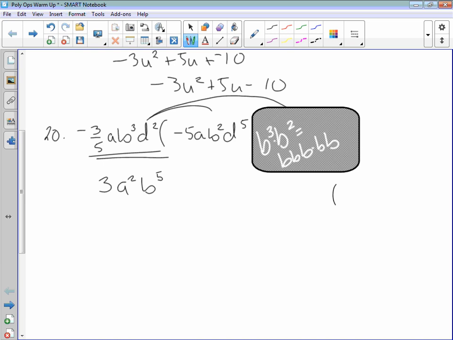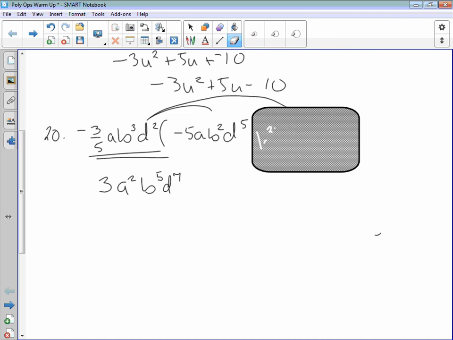Not to be confused with this, if I said b cubed squared, that would end up being b to the 6th. Right? When you have a power raised to another power, then you multiply. Okay, those are monomial rules from Algebra 1. So practice. You gotta work with it now. That was the b's. I still got d. d squared times d to the 5th is d to the 7th. And we're halfway there.